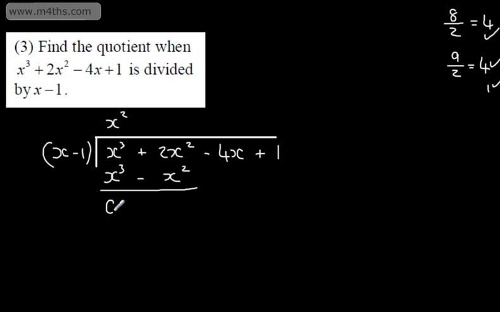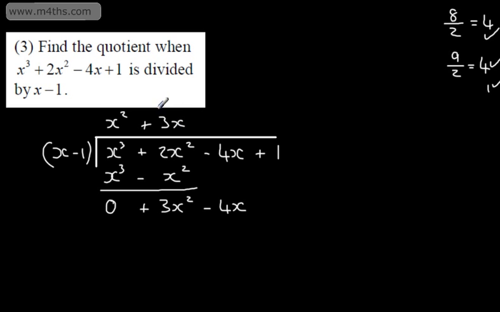This should always give me 0. Plus 2x squared, subtract this -x squared, is going to give me plus 3x squared. I now bring the -4x down and write it like so. At this point I stop. I now say to myself, how many times does x go into 3x squared? Or, if you like, what's 3x squared divided by x? And the answer is going to be plus 3x. It's a plus as we've got a plus sign here.